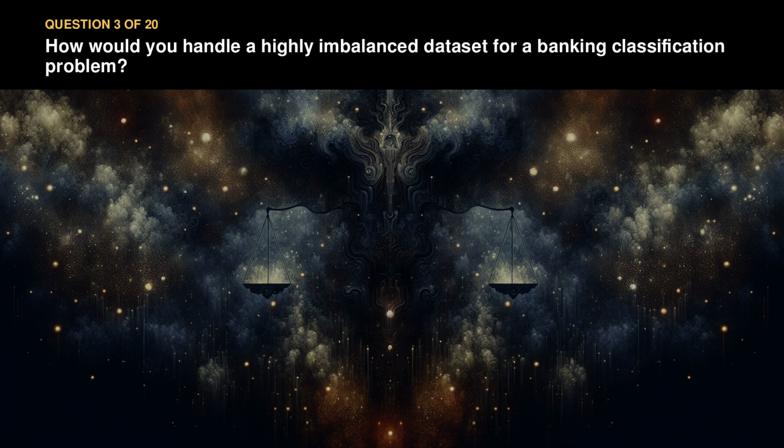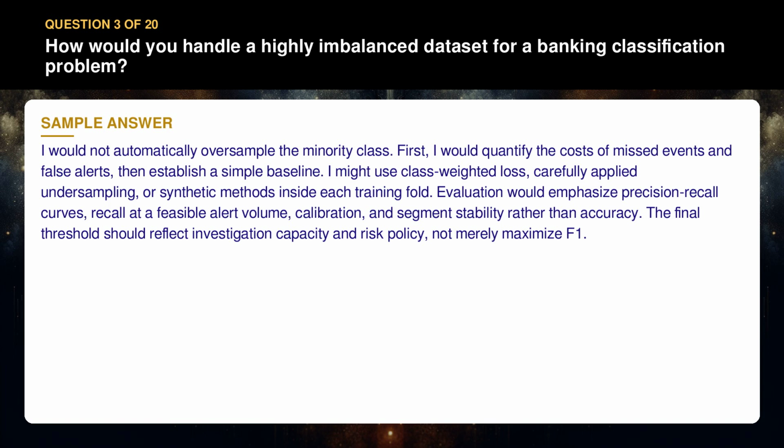Question 3. How would you handle a highly imbalanced dataset for a banking classification problem? I would not automatically oversample the minority class. First, I would quantify the costs of missed events and false alerts, then establish a simple baseline. I might use class-weighted loss, carefully applied undersampling, or synthetic methods inside each training fold.